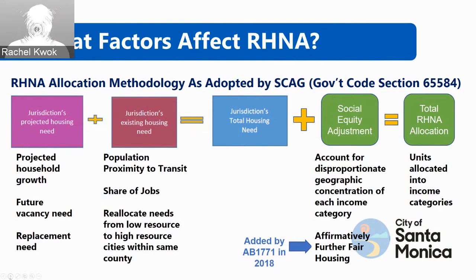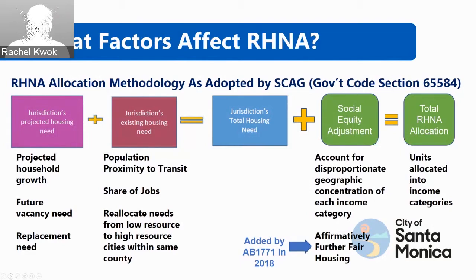Then once they figure that projected housing need out, they apply factors such as what is the city's transit accessibility? Does the city have accessible transit services nearby? How many jobs are in the city? And things like that. So they apply those factors to get to the jurisdiction's total housing need.